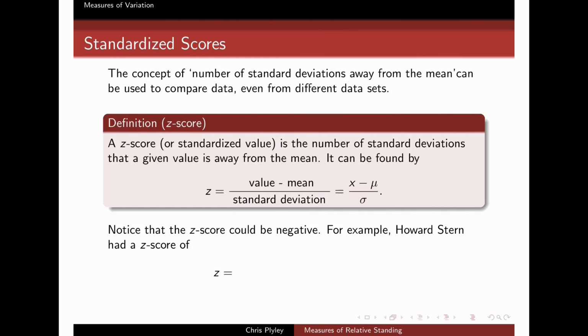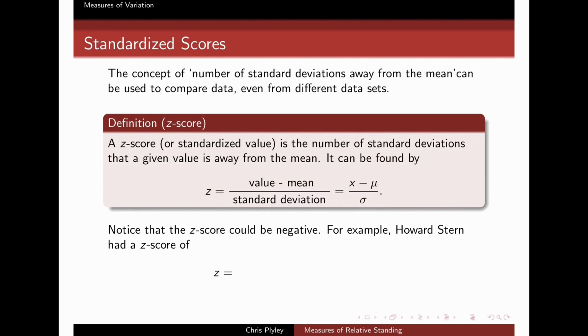So given any data value whatsoever, we apply this simple calculation. We take our data point, we subtract the mean, and we divide by the standard deviation. This tells us more or less how far away from average that data value is. And it's important to remember that this can be a negative value, which indicates that our value is actually below the mean.